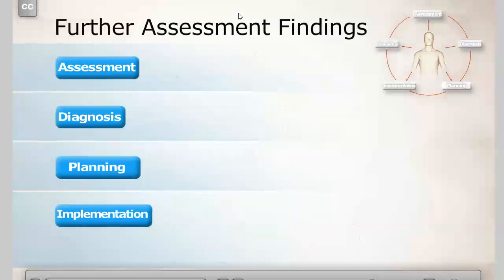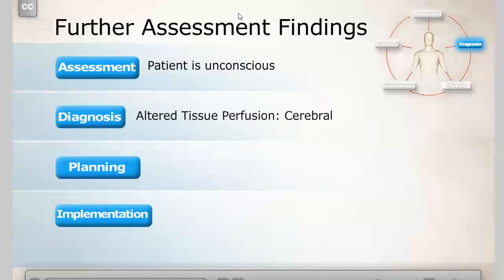In this case, since the patient is unconscious, we can continue to apply the nursing process like this. Assessment. Patient is unresponsive and unconscious. Nursing diagnosis. Altered tissue perfusion. Cerebral.